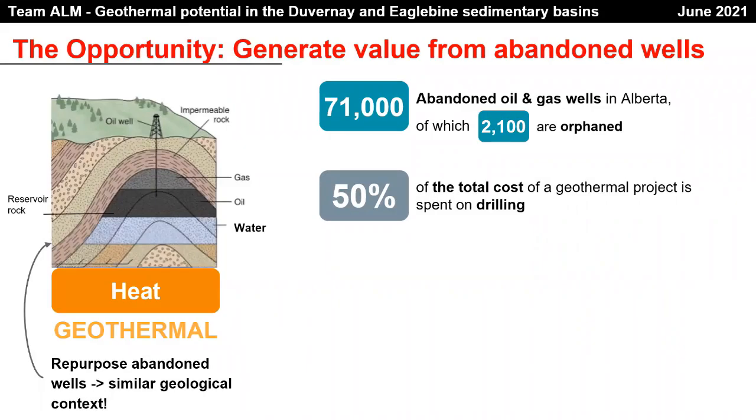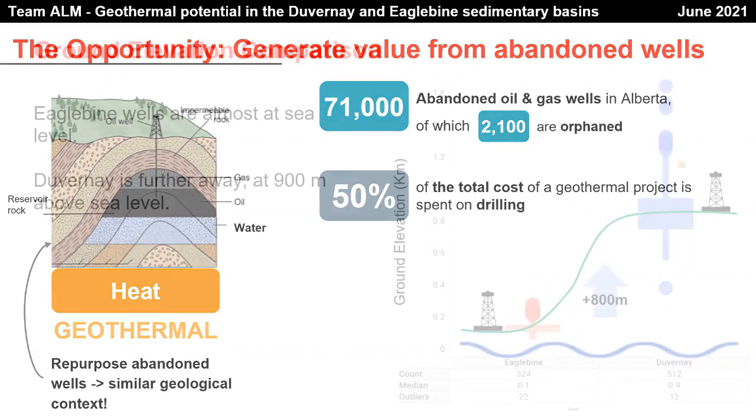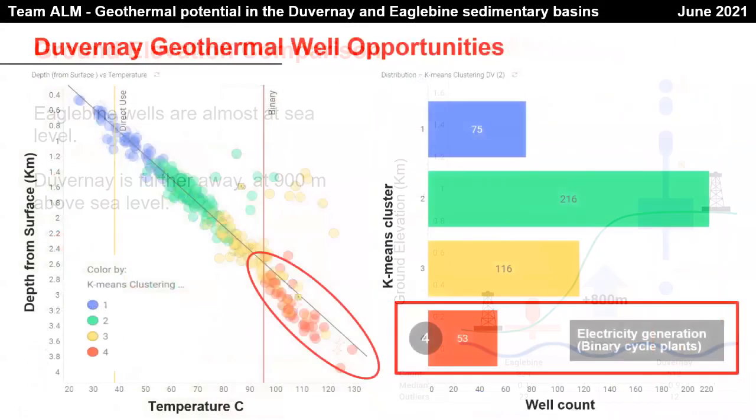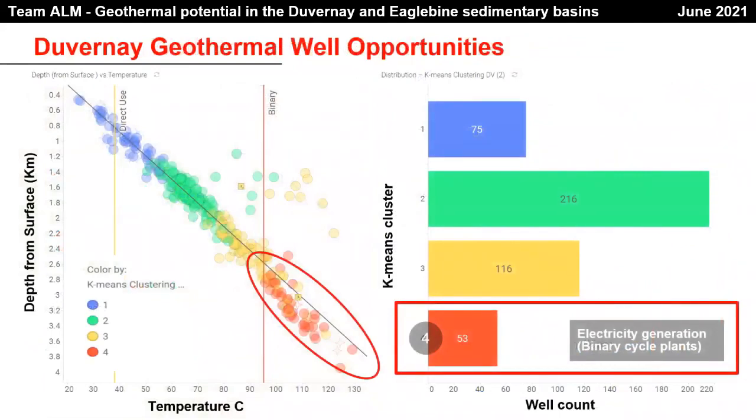provide a good source of additional clean energy while reducing the costs of drilling new dedicated geothermal wells, in the Duvernay have to penetrate an additional 800 meters of rock. There are 53 wells in the dataset that fall in cluster 4, which are viable for electricity generation.